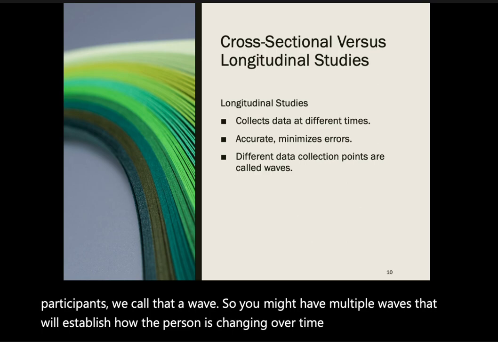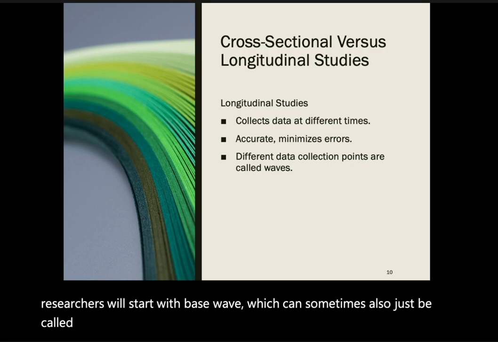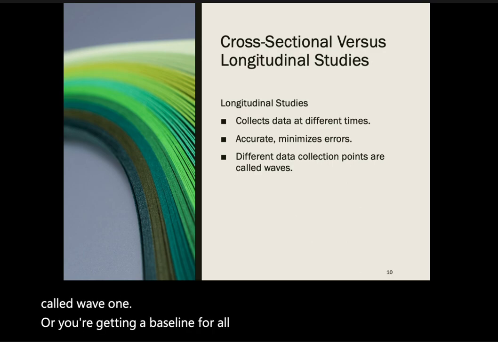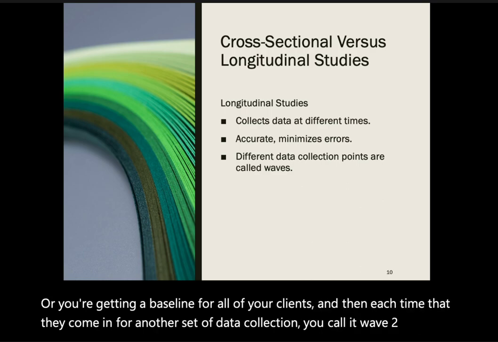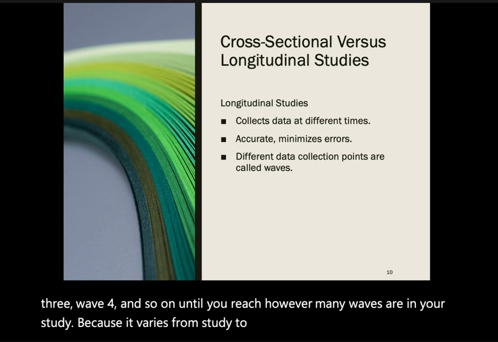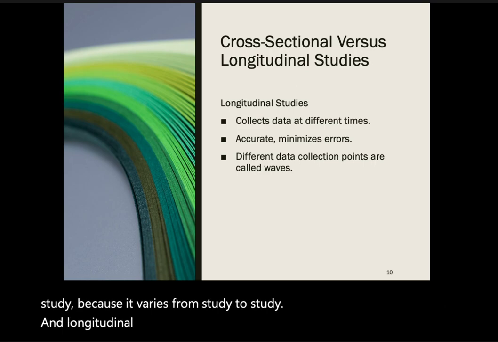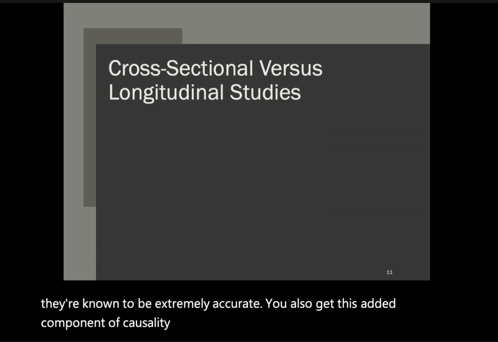Sometimes researchers will start with a base wave, which can sometimes also just be called wave one, where you're getting a baseline for all of your clients. And then each time that they come in for another set of data collection, you call it wave two, wave three, wave four, and so on until you reach however many waves are in your study, because it varies from study to study. Longitudinal research is really desirable for a lot of topics because it's known to be extremely accurate. You also get this added component of causality, which is one of the additional benefits of longitudinal studies.